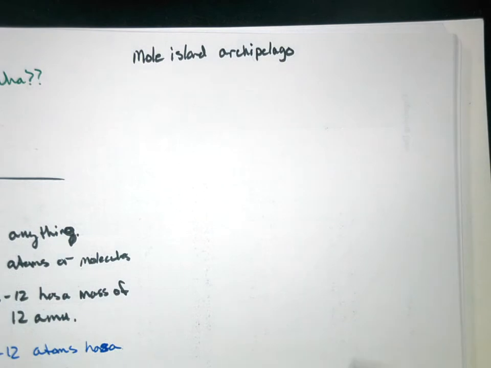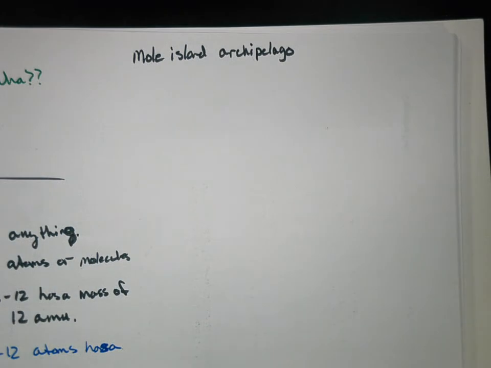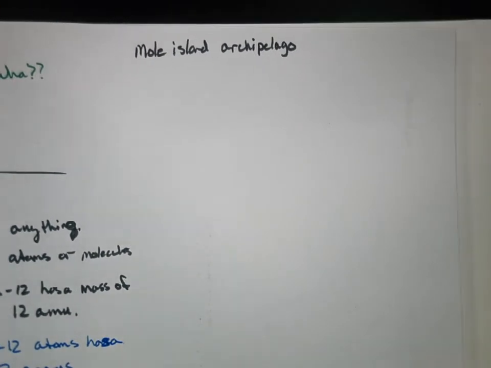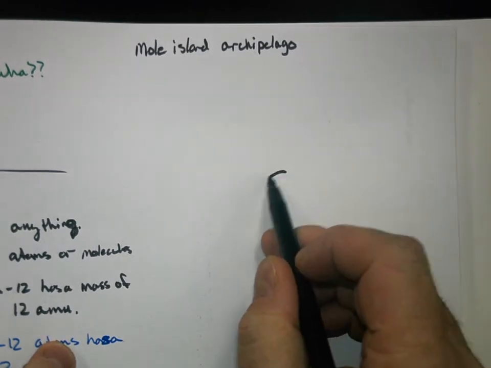The Mole Island archipelago. You guys know what an archipelago is? It's a chain of islands. That's right. Hawaii is an archipelago. The Aleutian Islands are an archipelago. Japan is an archipelago. The Philippines are an archipelago. Indonesia is a large archipelago, yes. All right, so the Mole Island archipelago starts with one central island.